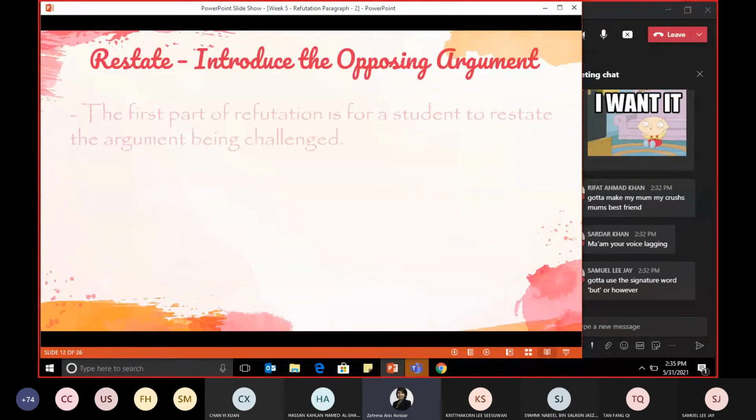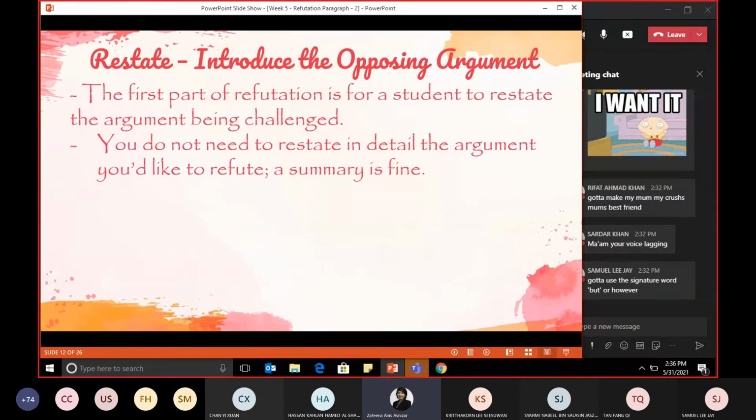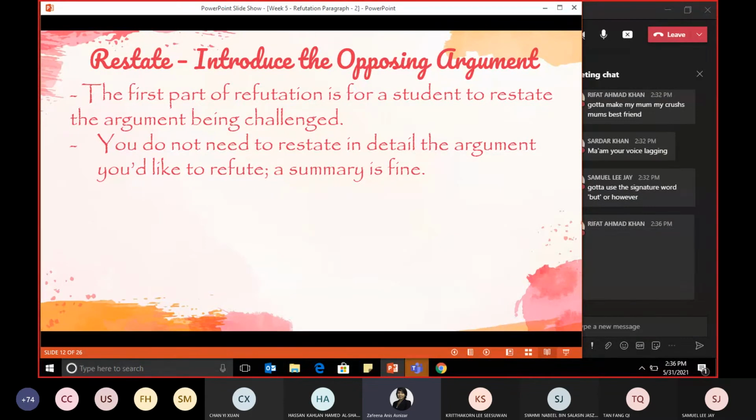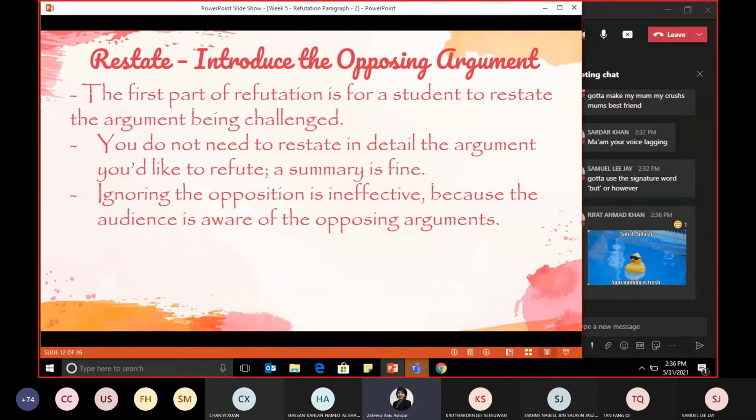And then how do you start? By restating. You introduce the opposing argument. So the first part is you can just restate in detail. Just state the summary, no elaboration required. Ignoring the opposition is ineffective because the audience is aware of the opposing arguments. They are aware that some researchers or readers or writers might have opposing arguments. So they just want to see how you reject or counter the arguments from the opposing views. And then they will doubt the credibility of a writer that chooses to ignore. Okay, so please do not ignore.